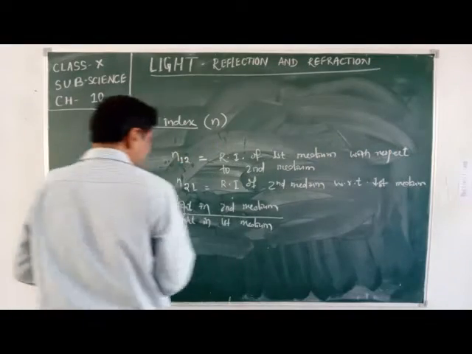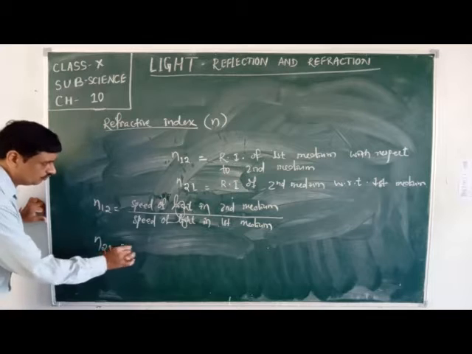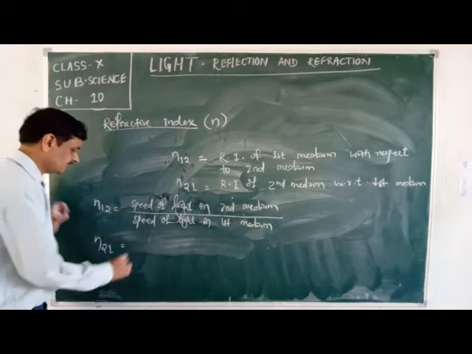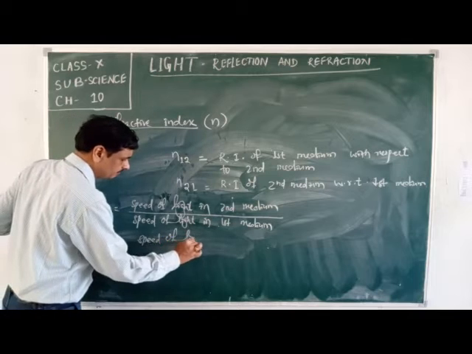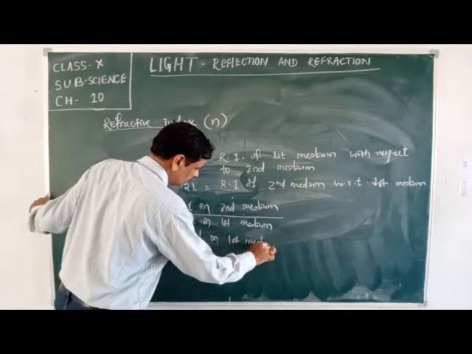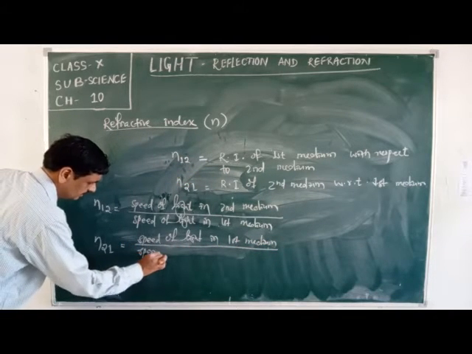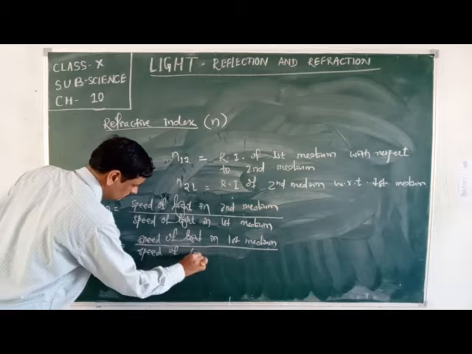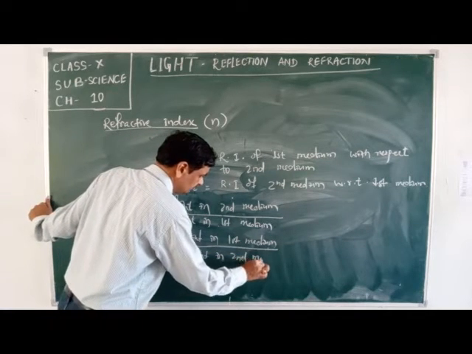Similarly, the refractive index of the second medium with respect to the first medium is calculated as the speed of light in the first medium by the speed of light in the second medium.